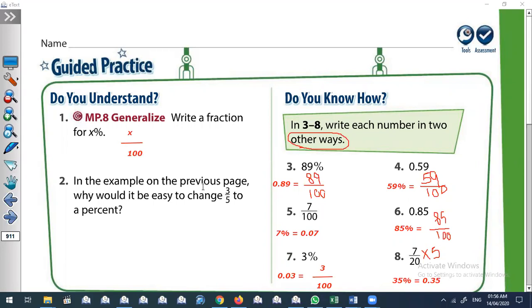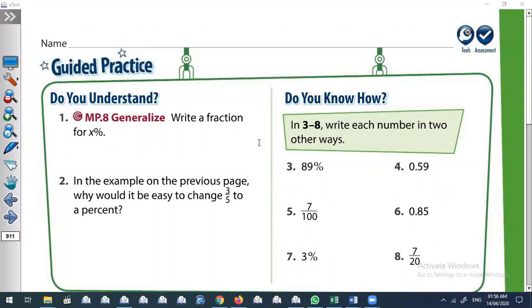In the example on the previous page, why would it be easy to change 3 over 5 to percent? Because we can convert the percent to a decimal more easily. It's a very easy way.